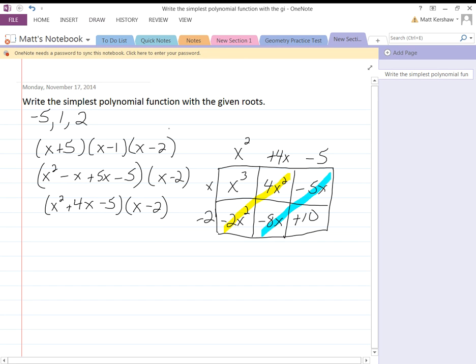So now we can write our final answer. X cubed plus 2x squared minus 13x plus 10. And so now we have our polynomial in simplest form with the given roots of -5, 1, and 2. Let's try another example.